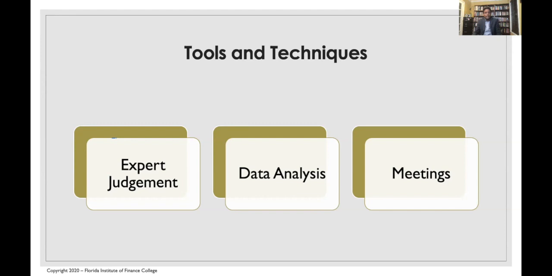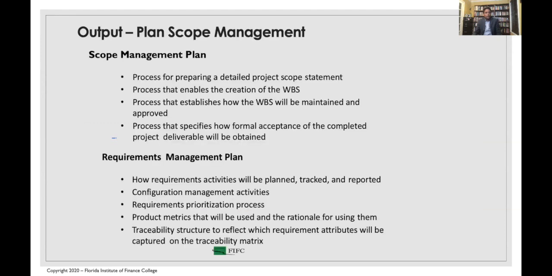And the output, the scope management plan, is the process of preparing a detailed project scope. It is also the process that enables the creation of the work breakdown structure, and the process that specifies how formal acceptance is completed. Of course, you also need to have your requirement management plan. In your requirement management plan, the project team will determine how requirement activities will be planned, tracked, and then reported.